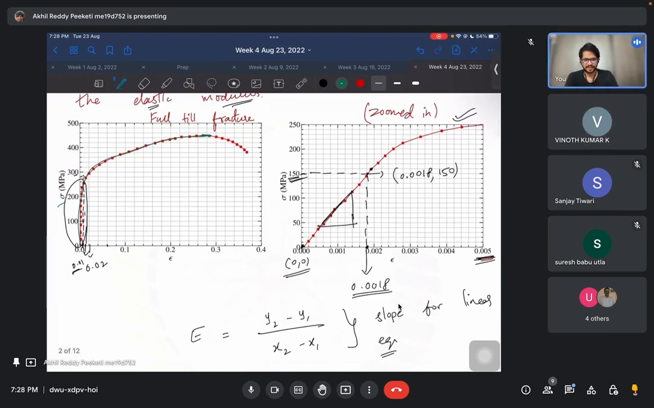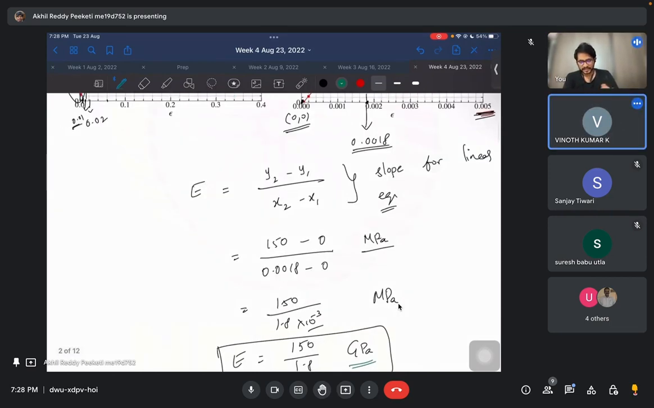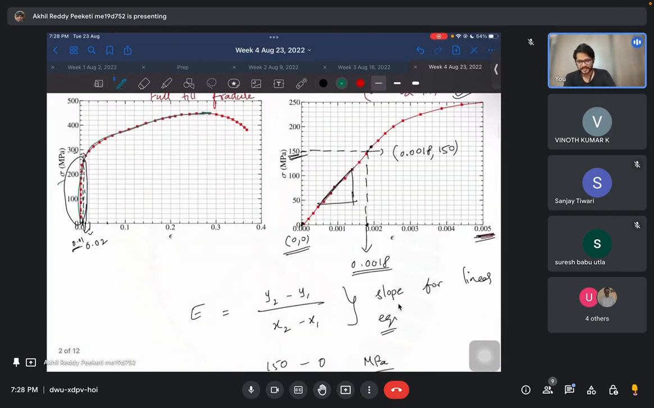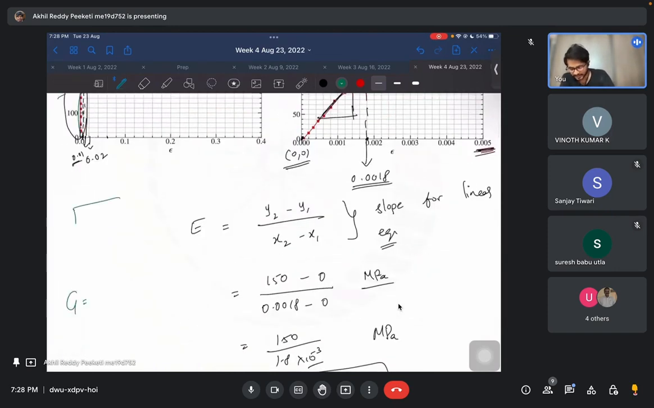See, modulus of rigidity, you mean the shear modulus? See, shear modulus is, when you are doing the tensile test. No, as per the definition, I am seeing shear modulus or modulus of rigidity. So, I am not exactly sure what you mean here.